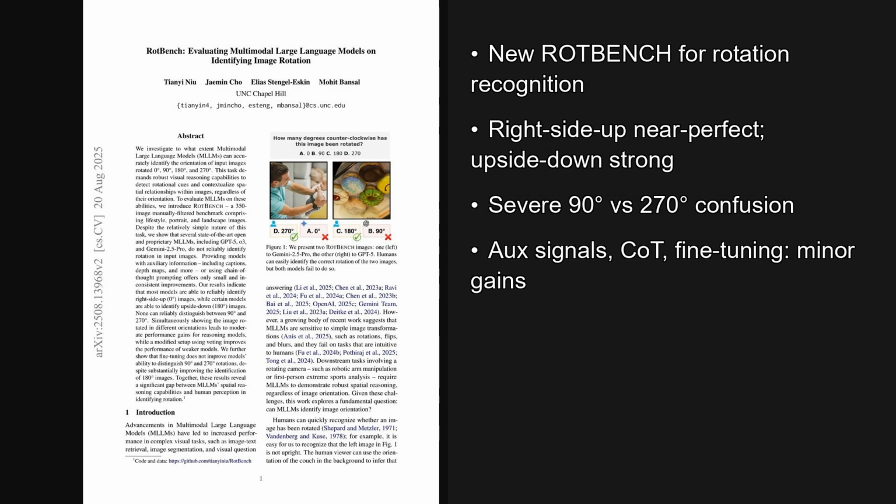Building on that, 2 takeaways stand out. First, modern multimodal models excel at right side up and often upside down, but they consistently confuse 90 with 270. Second, extra signals and chain of thought offer only small, inconsistent gains. A rotation grid or voting helps selectively.